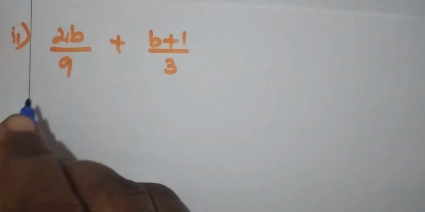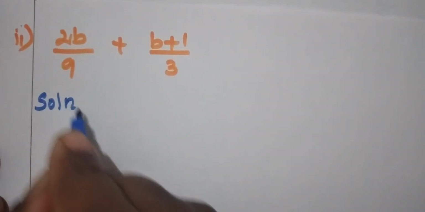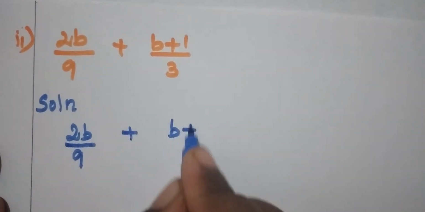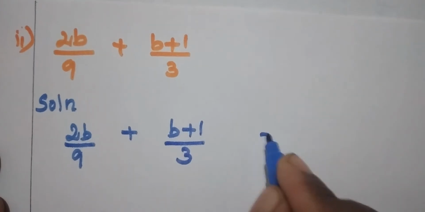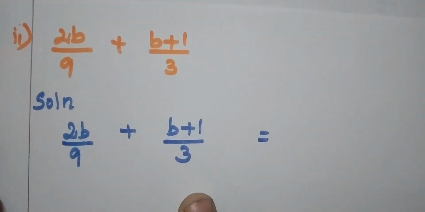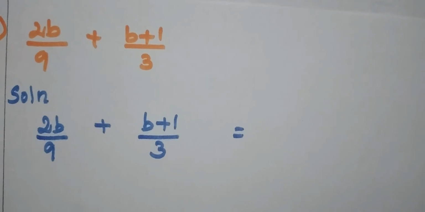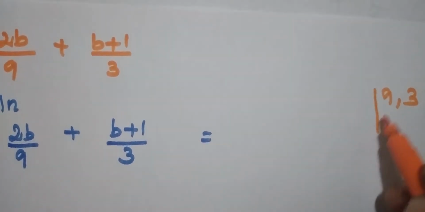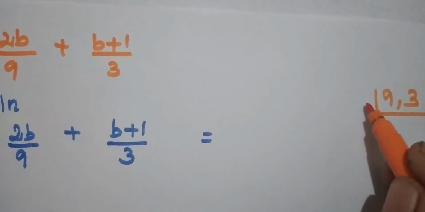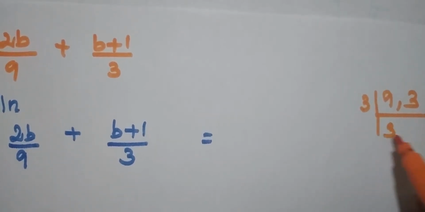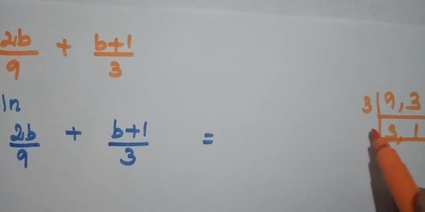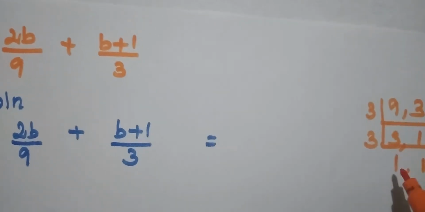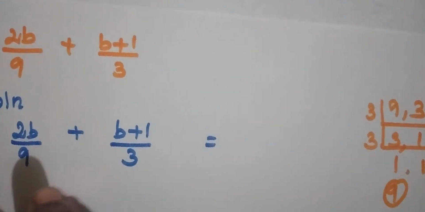The second one is 2b by 9 plus (b plus 1) by 3. So here I have to take the LCM of the numbers 9 and 3. So take the LCM. Both are divisible by 3. 3 3s are 9, 1 3 is 3. Again do it with 3, 1 1. So 3 3s are 9. So your LCM is 9.